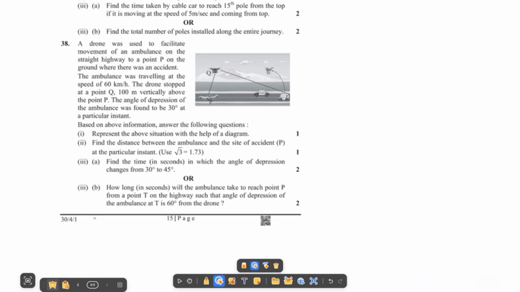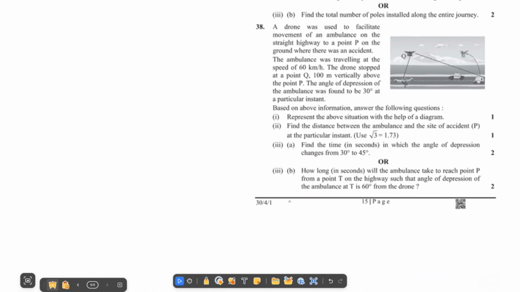The drone stopped at a point Q, 100 meters vertically above the point P. So the distance between this point P and the point Q is 100 meters. The angle of depression of the ambulance was found to be 30 degrees at a particular instant. So the angle of depression of this ambulance from point Q is 30 degrees. So let's answer these questions one by one. The first question is, represent the above situation with the help of a diagram. First of all, let's represent the situation with the help of a diagram.